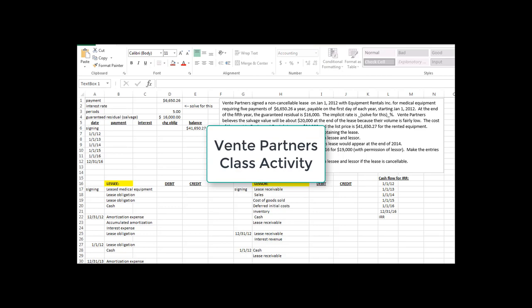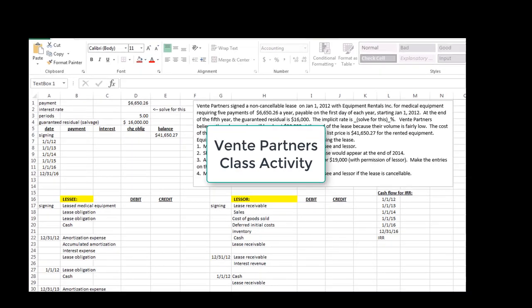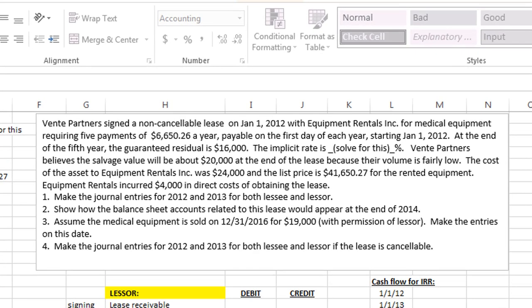So we're going to be going over the Vente Partners lease problem. It's going to have both the lessor and the lessee journal entries. So let's get started. Vente Partners signed a non-cancelable lease on January 1st, 2012 with Equipment Rentals. So Equipment Rentals is the lessor and Vente Partners is the lessee.